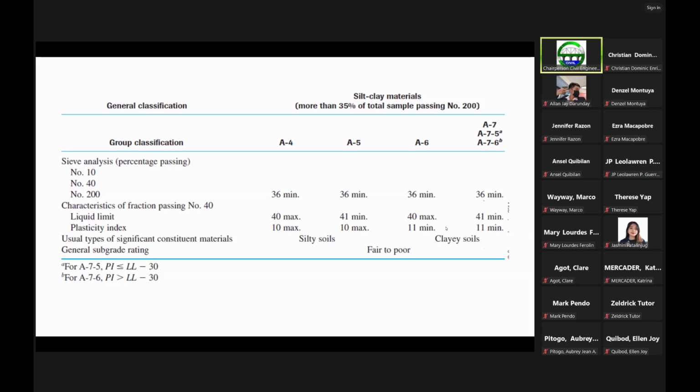Soils, with respect to the usual types. Now, with respect to the general subgrade rating, they are normally considered as fair to poor. Again, this is used by the DPWH. If you look at the DPWH design guidelines, or the DPWH Blue Book, for example, you can find these tables there as well.